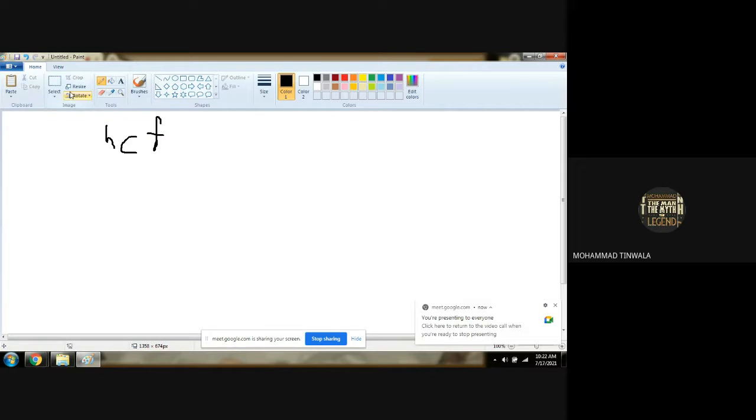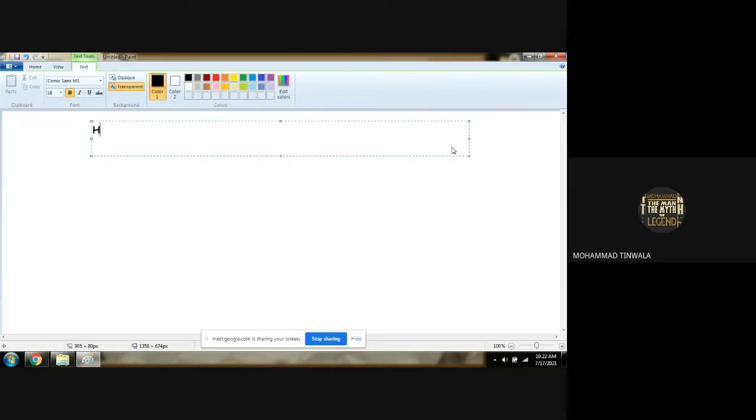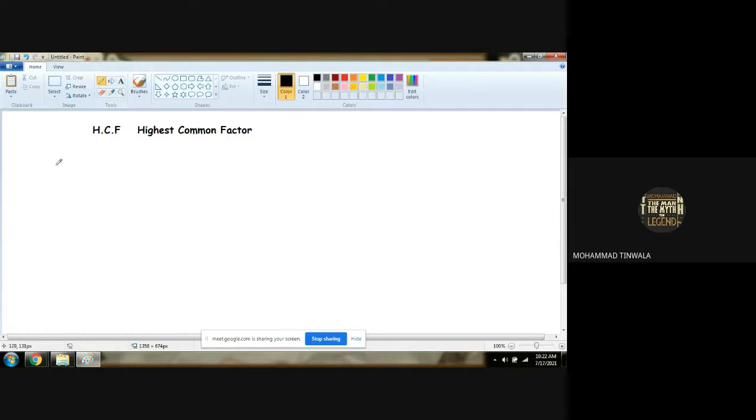HCF stands for highest common factor. This was the topic about factors. If, for example, I gave you three numbers, 20, 28 and 36, we have to find the factors of them. The highest common factor of these three. So we have done this with the division method to get the factors.